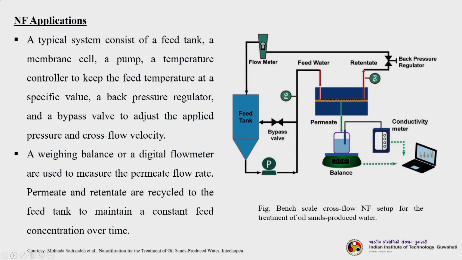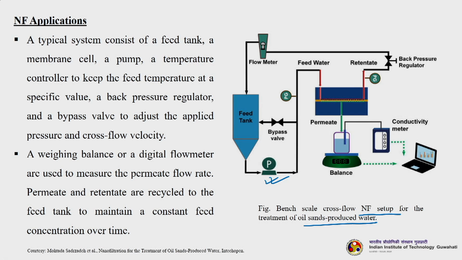So, this is another classic example of the bench scale cross flow NF setup, okay, for the treatment of oil sands produced water. So, you can see this, there is a feed tank, okay. So, then there is a high pressure pump here. So, it is pumping the feed water to the nanofiltration membrane, where you are getting permeate here, okay, and then the retentate is again being fed back, or it can be taken out also.